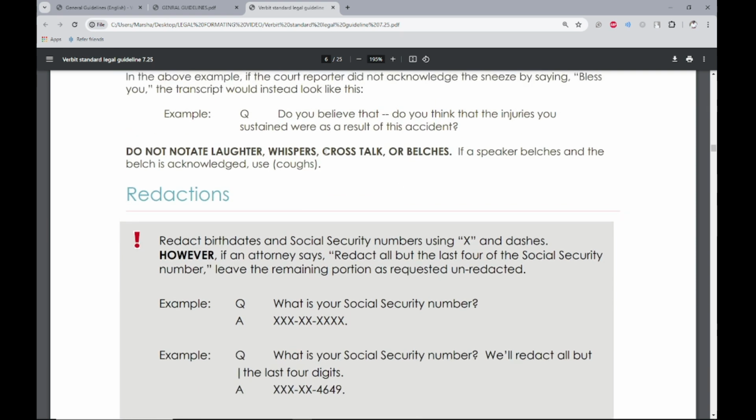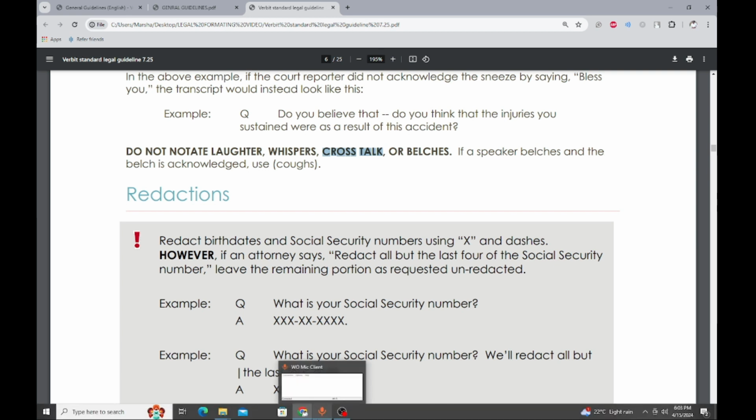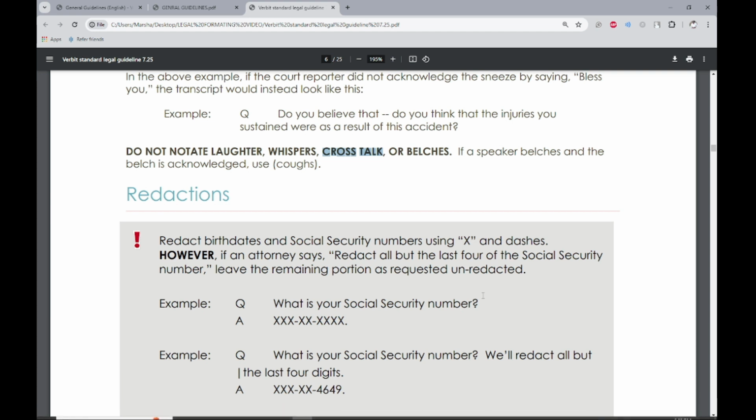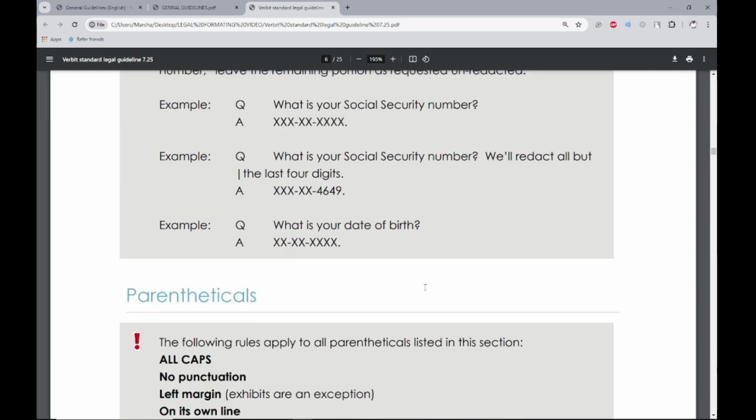So something like this, the crosstalk, we don't put it in a legal transcript. What you usually do, if there is crosstalk, you just write what you have heard, then you put the double dashes at the end. Then you continue with the next thing. I'm going to show you when you do the practical part how you are supposed to do that. If there is any interruption, you also just put the double dashes. Okay, let me continue.